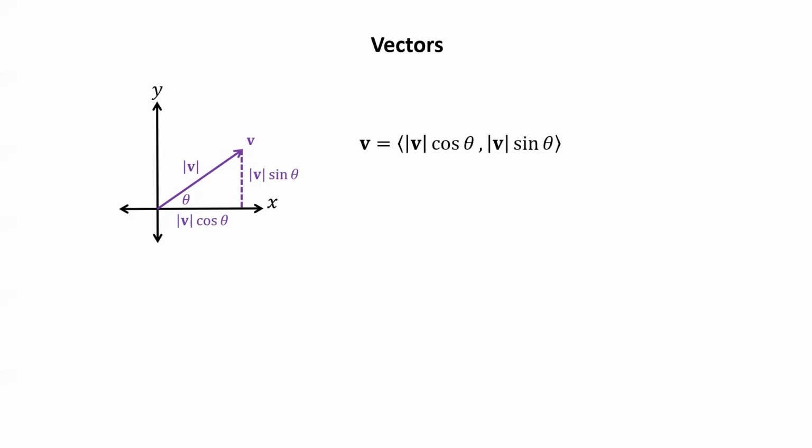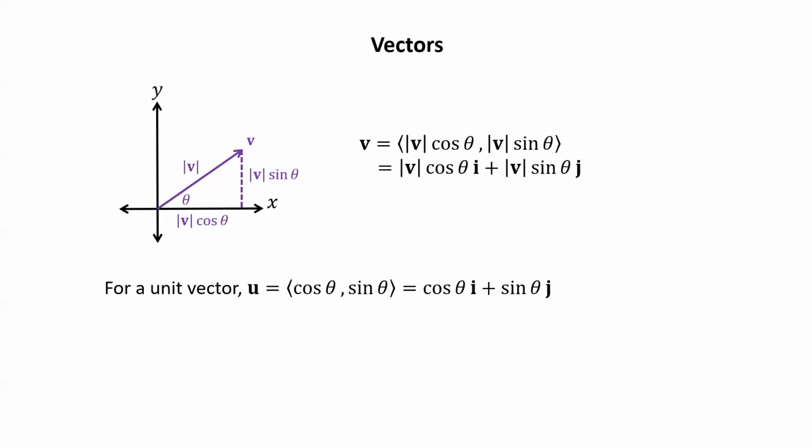From this, we see that we can write a vector in 2 space as its length times cosine theta, comma, its length times sine theta, because those are the lengths of the sides of those two triangles there. Okay, in ij form, this is just length v cosine theta i plus length v sine theta j. For a unit vector, the lengths are going to be 1, so we just get cosine theta, sine theta, or cosine theta i plus sine theta j.